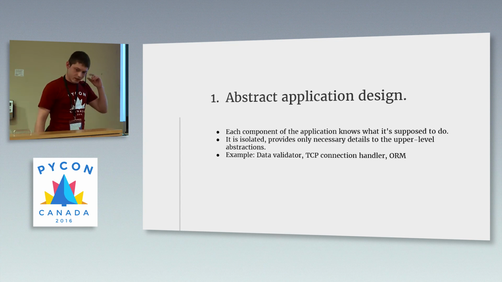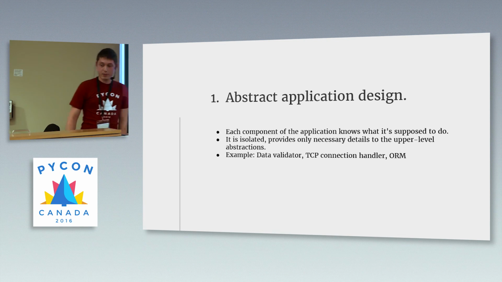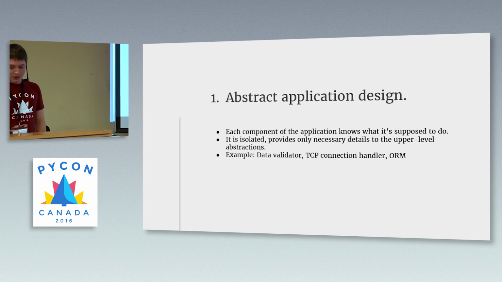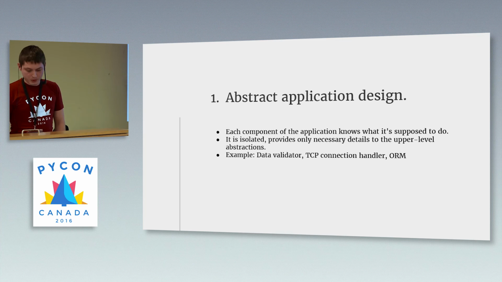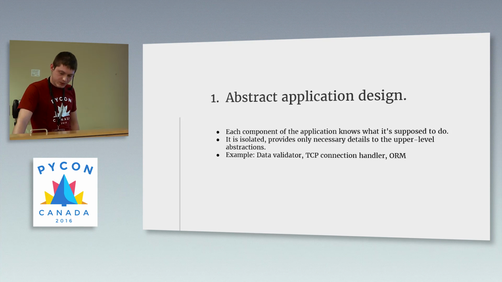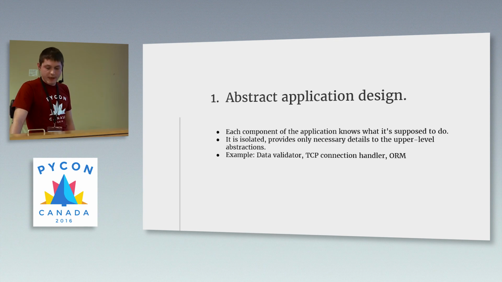So the first thing is, as I mentioned, abstract application design. Each component, like in the diagram before, knows what it's supposed to do. It's isolated and provides only necessary details to the upper-level abstractions. Examples would be data validation and a TCP connection handler.